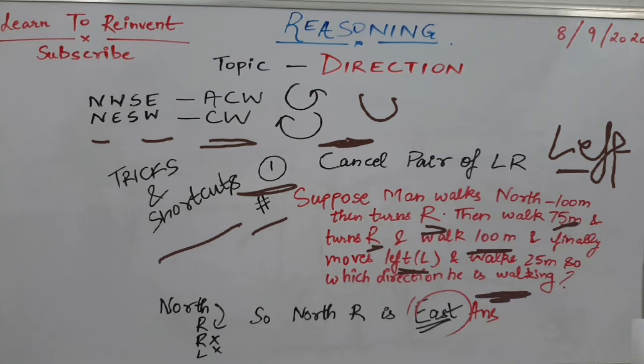So we'll write first north, then first he moved right, then right, and then finally left. So I told you cancel the pair of LR, that is left and right. So you will cancel it. So now you are left with R, that is right. So the right to the north would be what? East. As you all know, when we are standing in the north direction, the right hand side would be our east. All right.